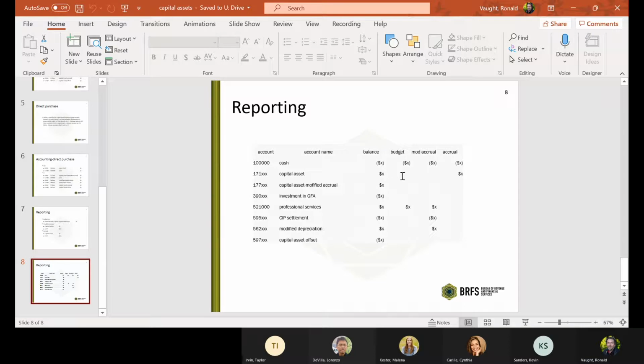So for the budgetary basis, the 171 and 597 get added together to add up to zero. The 177 and the 390 are grouped together and they add up to zero. And then the 595 and the 562 are grouped together and they go to zero. And then we're just left with the two accounts that we actually are interested in dealing with. So that's kind of how capital assets works in SAP.